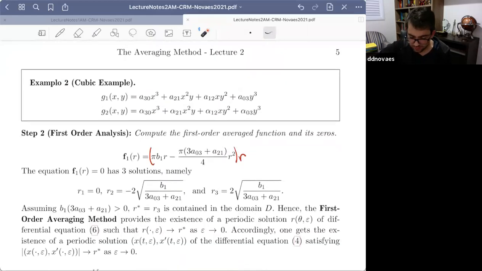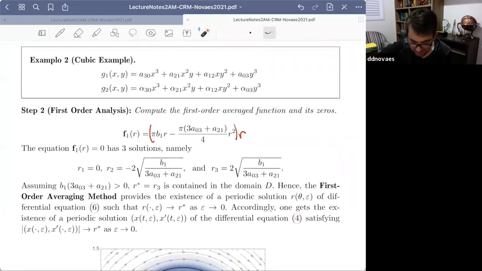Okay, so now here, just with a first order analysis, we were able to provide information about the existence of limit cycles. Can we continue? Of course, we can continue. Just as before, we didn't find any periodic solutions in a first order analysis. Then we go to the second order analysis in order to find a periodic solution.